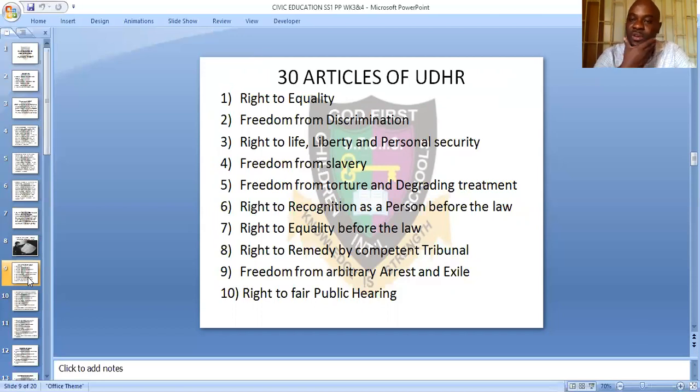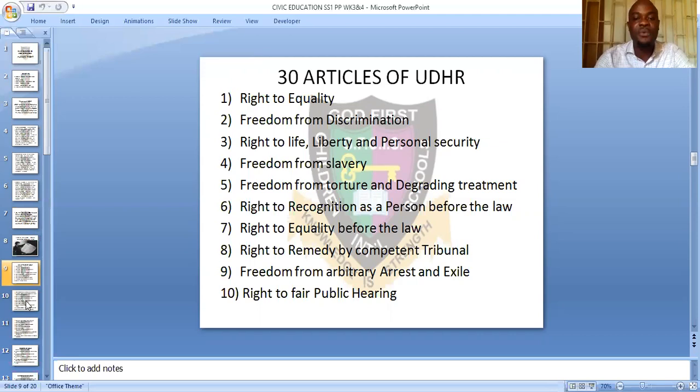Okay, let's go: 30 articles of UDHR. I'm going to read them one by one, and you read after me. Okay. Article 1, right to equality. Article 2, freedom from discrimination. Article 3, right to life, liberty, and personal security. Article 4, freedom from slavery. Article 5, freedom from torture and degrading treatment. Article 6, right to recognition as a person before the law. Article 7, right to equality before the law. Article 8, right to remedy by competent tribunal.